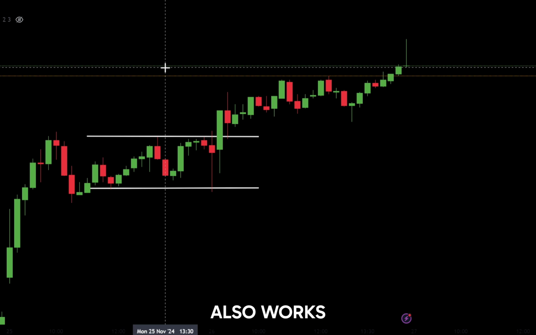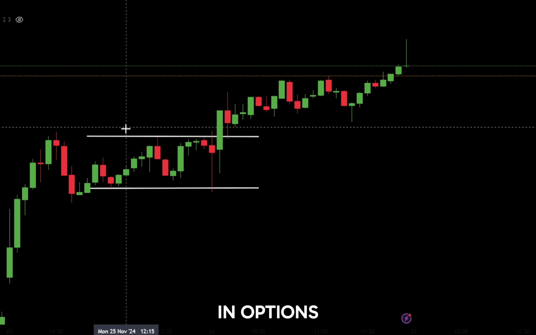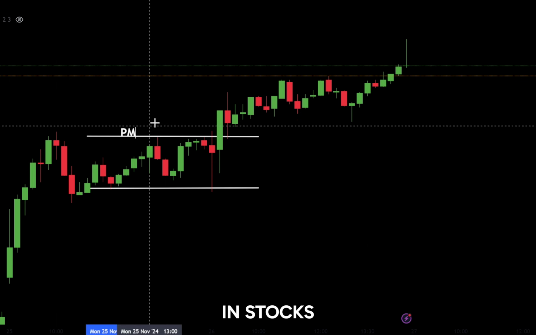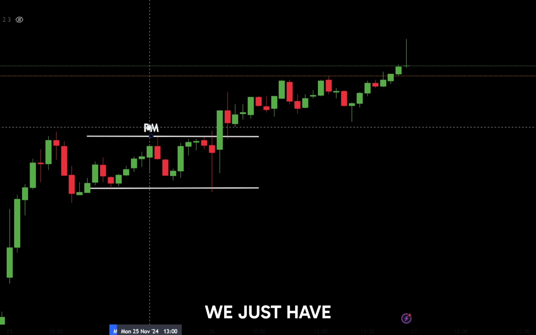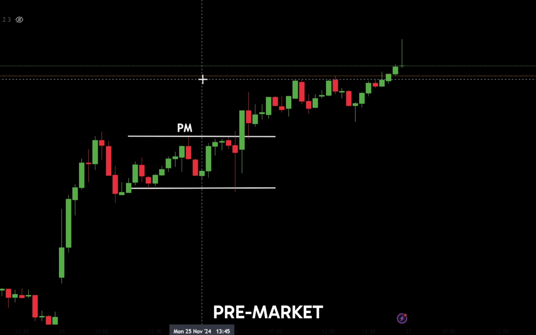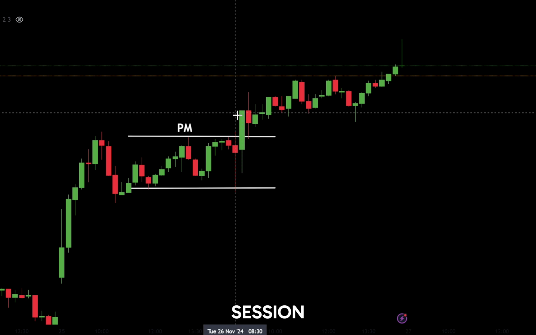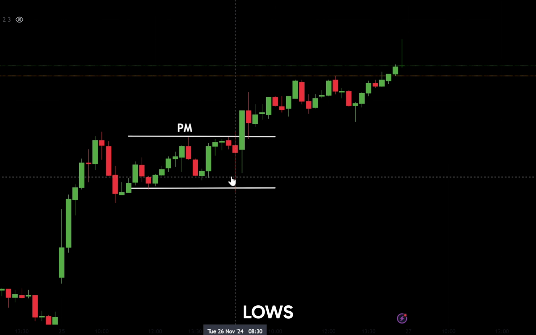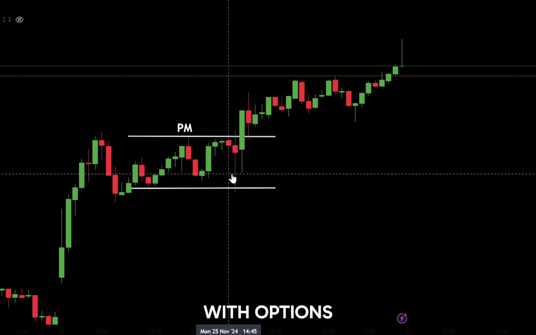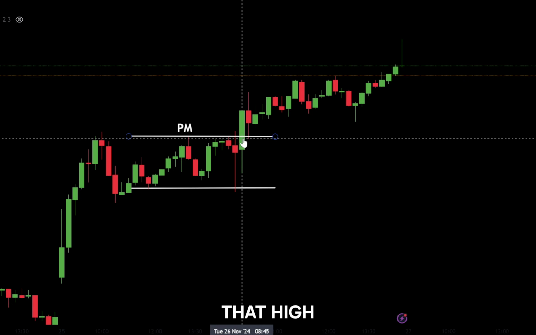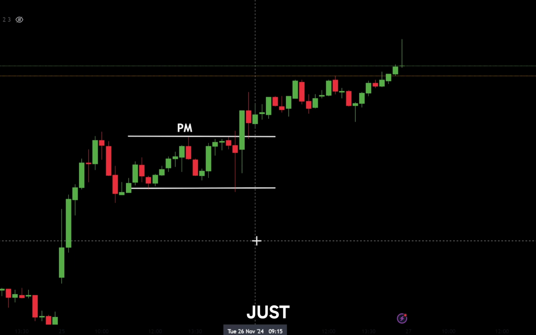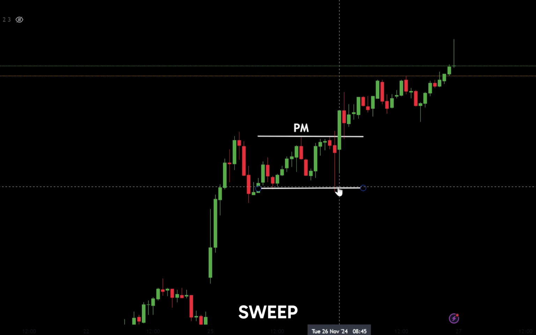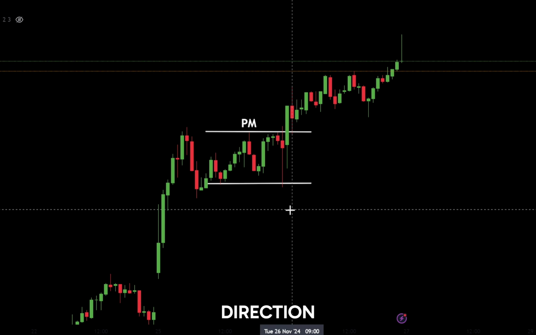Now, this strategy also works for options for specific stocks, but in a different way, because in stocks we don't have Asia, London, and all of that. We just have the pre-market. So during the pre-market session, before the main session, which opens up at 8:30, I wait for a sweep of the pre-market lows, but in a different way. With options, I don't really care if it sweeps the high before it sweeps the low, just because options are just a little bit different to me. So I just wait for an overall sweep of the lows in the direction that I want to go.